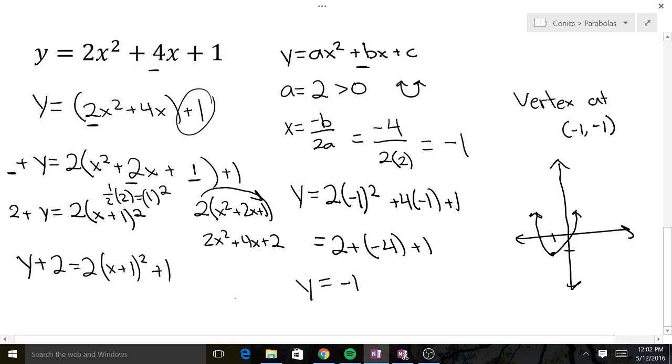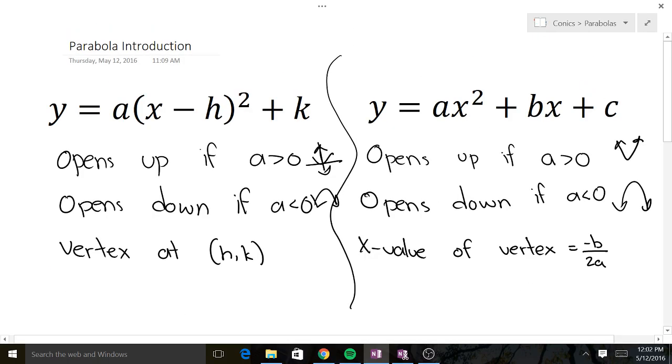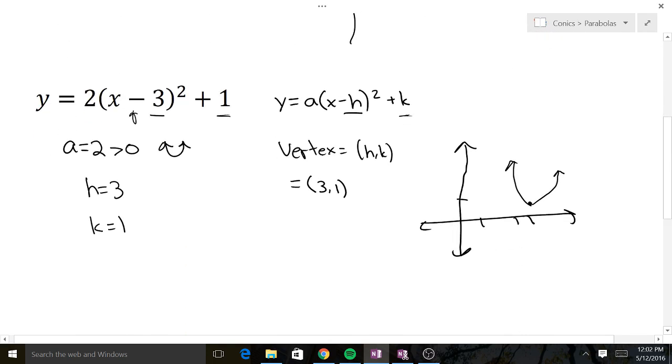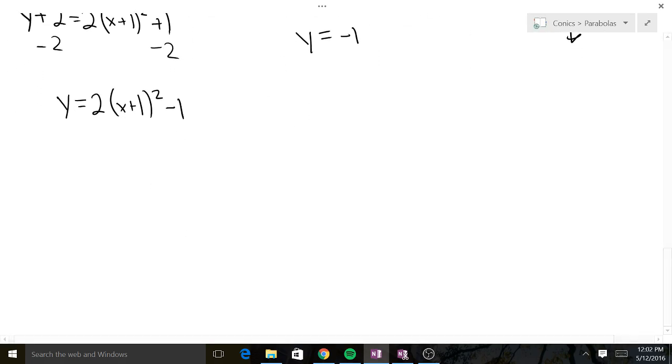So then now we're almost back into this vertex form we want. The vertex form, remember, is this. So the problem that we have right now is we have a number on the y side, so we just need to subtract that to the other side. So let's take this 2, subtract by 2, and we're going to be left with y equals 2(x plus 1) squared minus 1. And now this is the vertex form that we had originally. So now we can just solve for this.